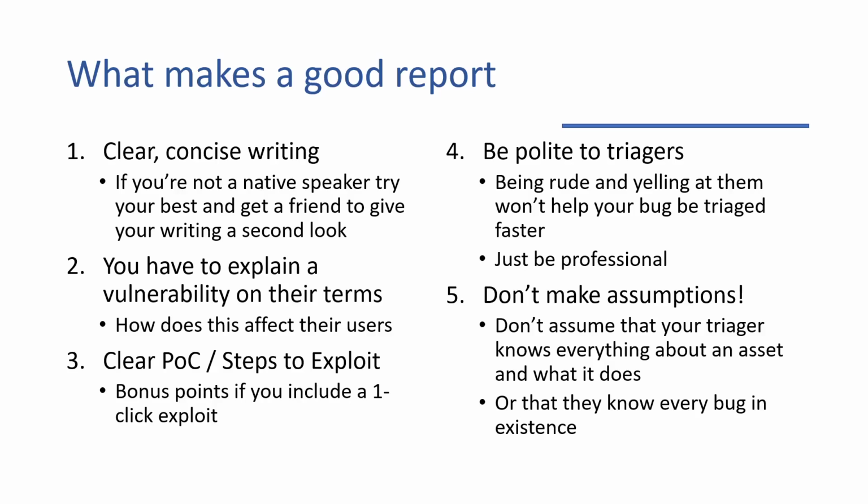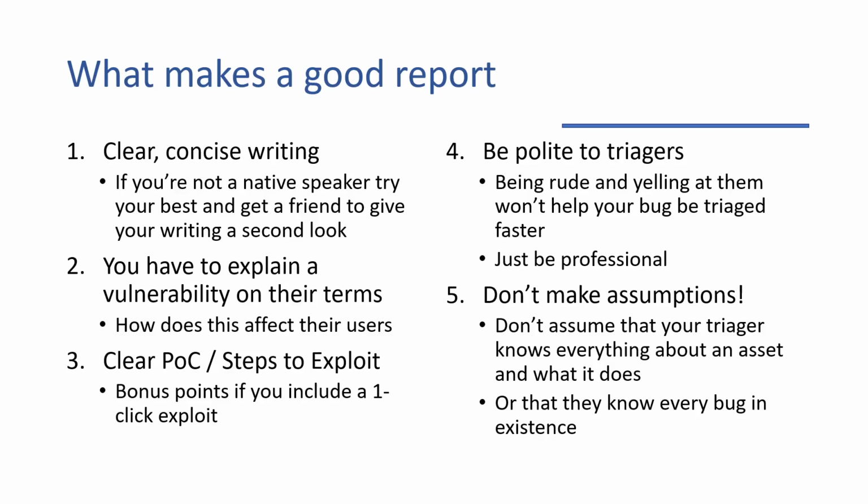Number 3, a clear POC, a clear steps to exploit. If you're having to make them follow 30 different steps, but 3 of them can be done in the same request, that'll make your report really long, and it'll also make it very confusing. Providing something like a one-click exploit is a huge bonus, especially when you're dealing with really complex vulnerabilities like request smuggling. They might just want to take your Turbo Intruder script, for example. And really making that POC very clear, very understandable, is such a huge help for triagers.